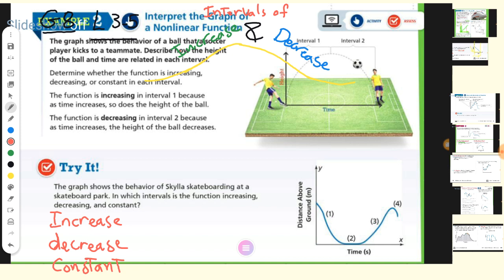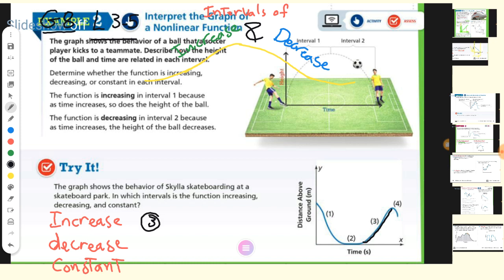Okay, let's write. Increase at which interval? Increased, actually, we find it. Yes, it's in this interval. It's increased, going up. So it's in interval 3. Interval 3 only.